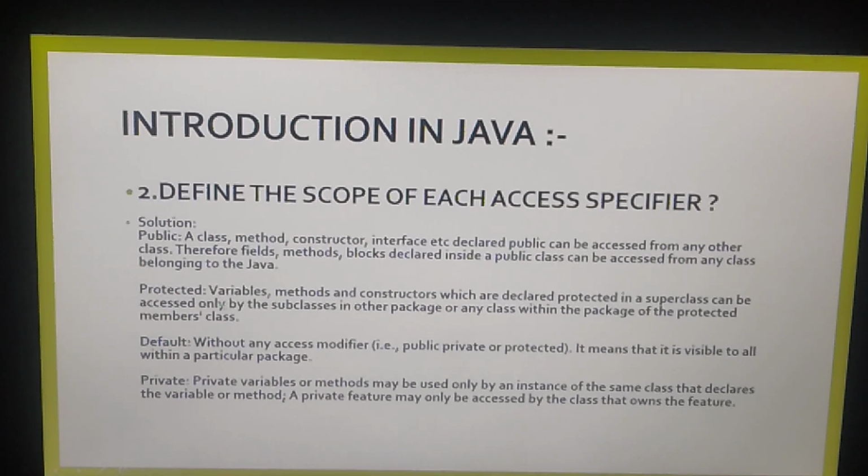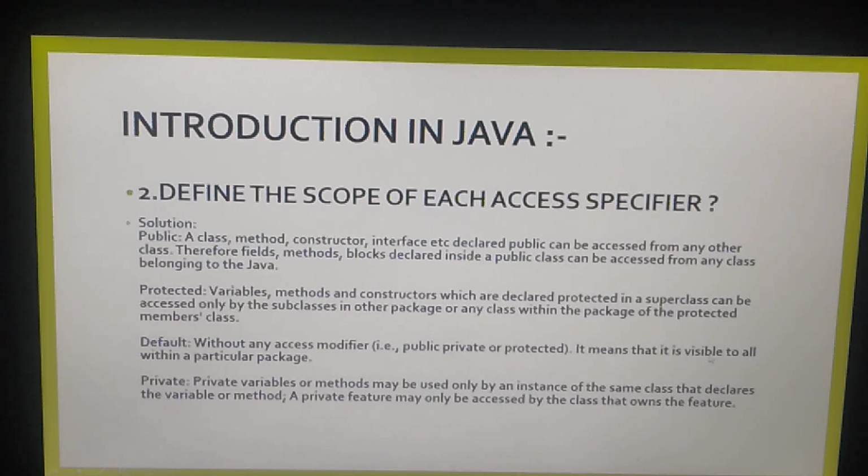Second point is protected. Variables, methods and constructors which are declared protected in a superclass can be accessed only by the subclasses in other package or any class within the package of the protected member class. Third point is default. Without any access modifier, for example public, private or protected, it means that it is visible to all within a particular package.